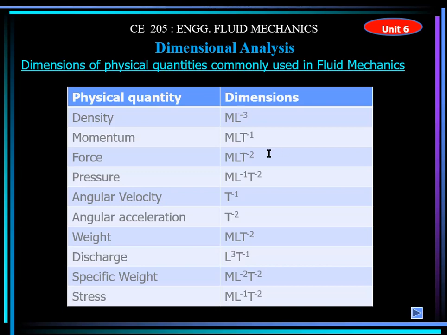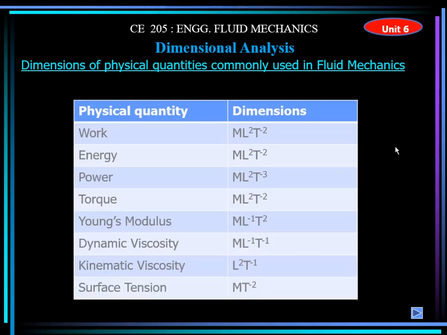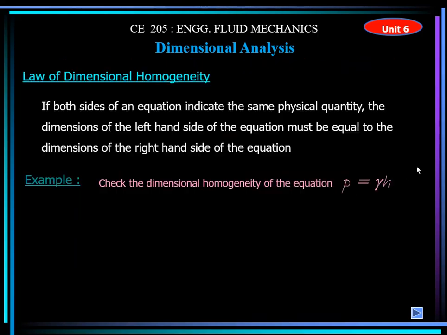Momentum, okay, momentum is what? The mass into velocity. So the mass is M, velocity is length per unit time, L T raised to power minus 1, meaning L over T. So this is for the mass and this is for the velocity. Like this you can get the dimension of any derived property by using the basic dimensions, again the MLT system: mass, length, and time. Again, these are the further most commonly used physical quantities: work, energy, power, torque, all having dimensions based on the MLT system.